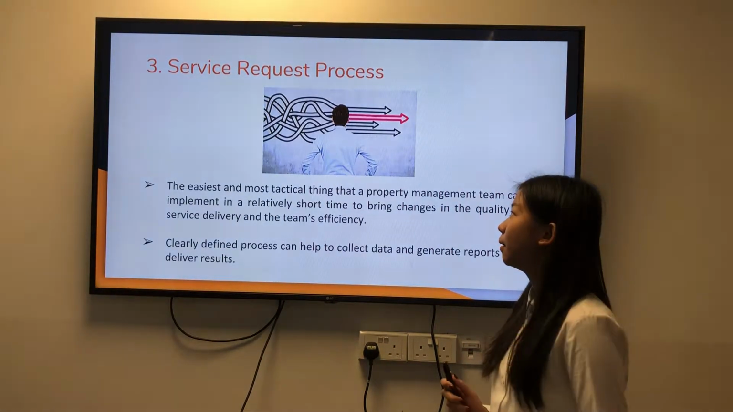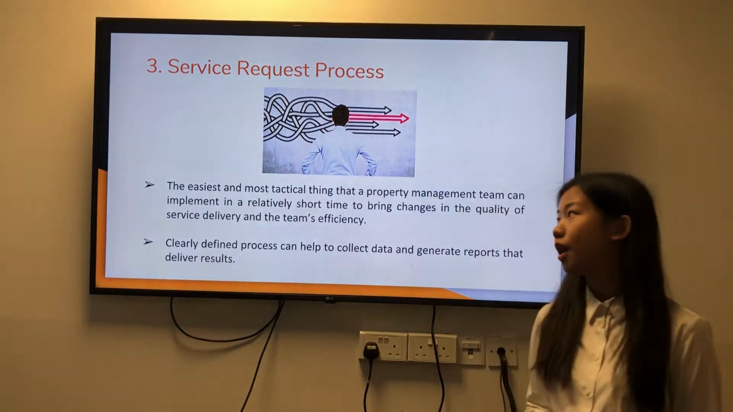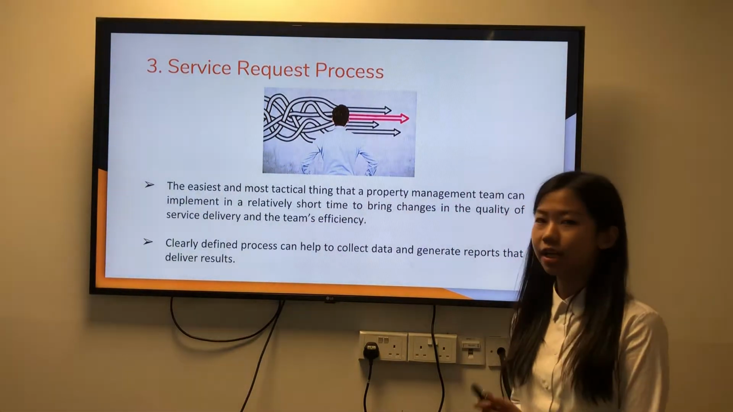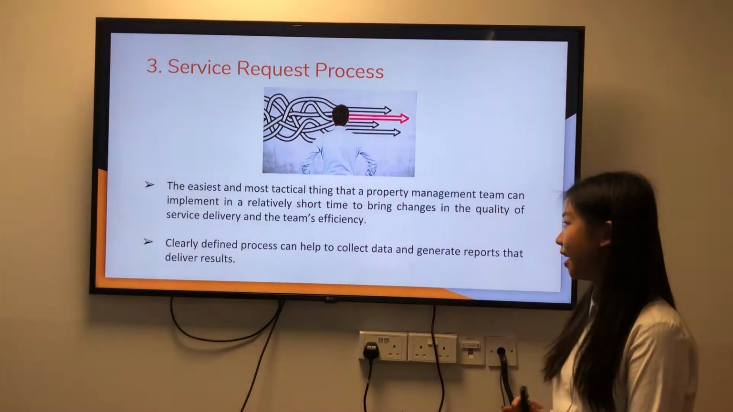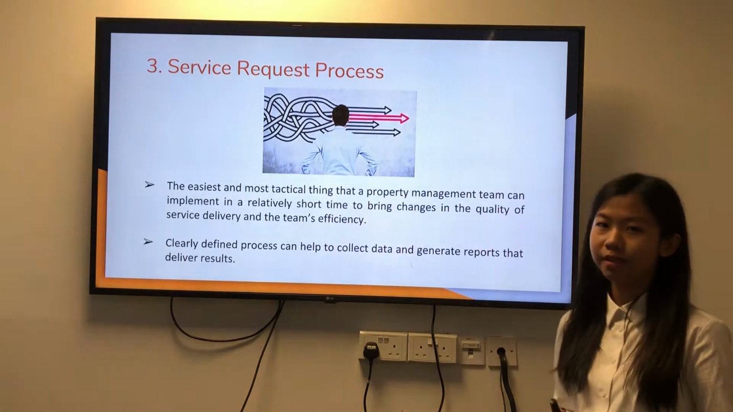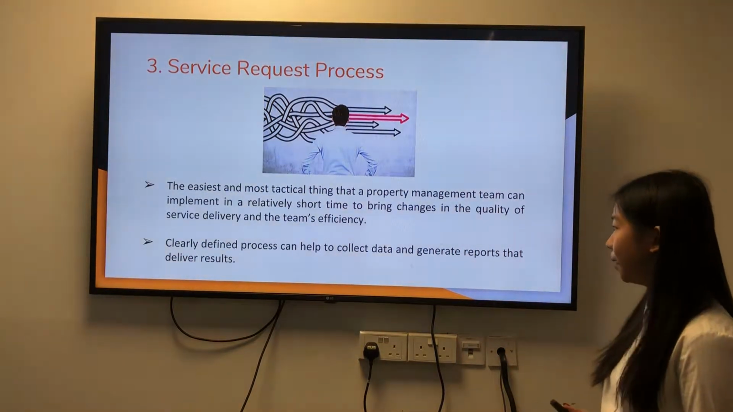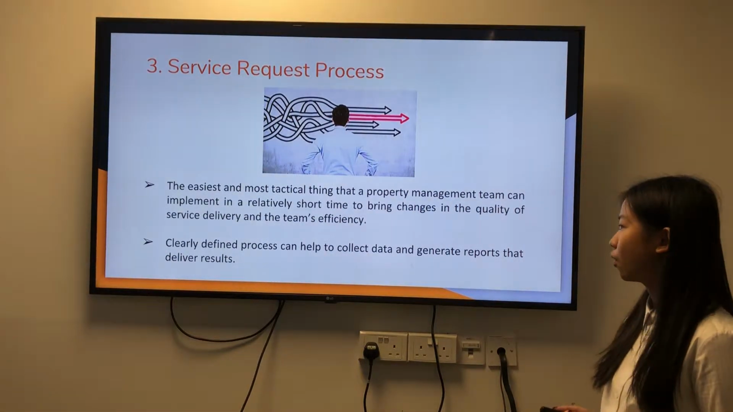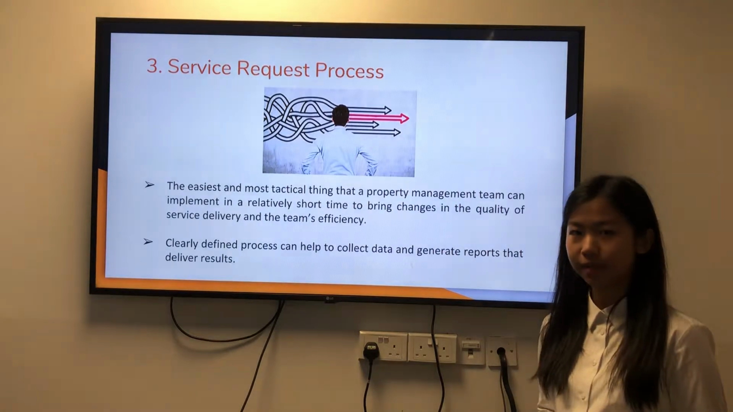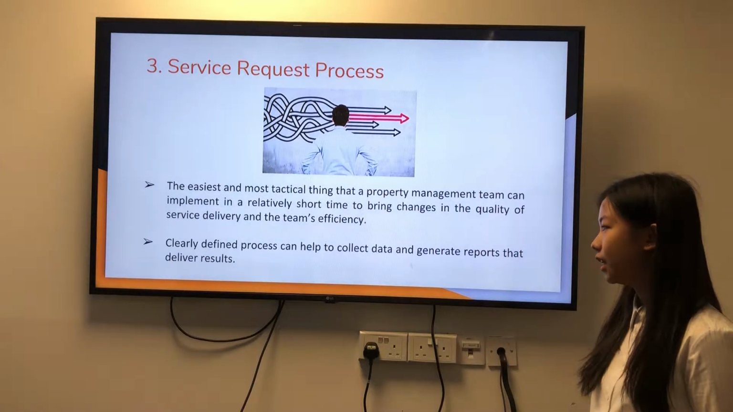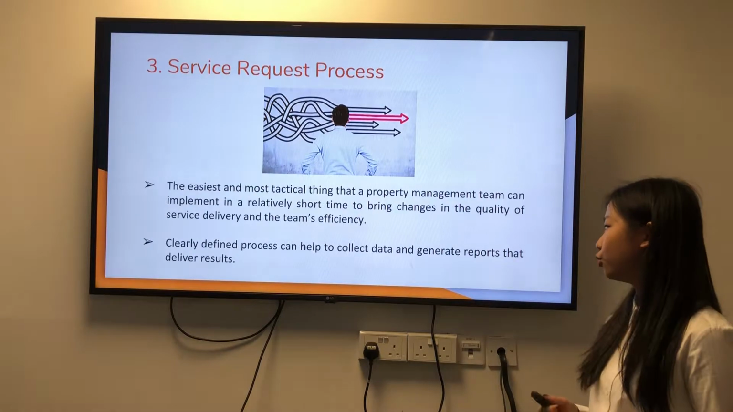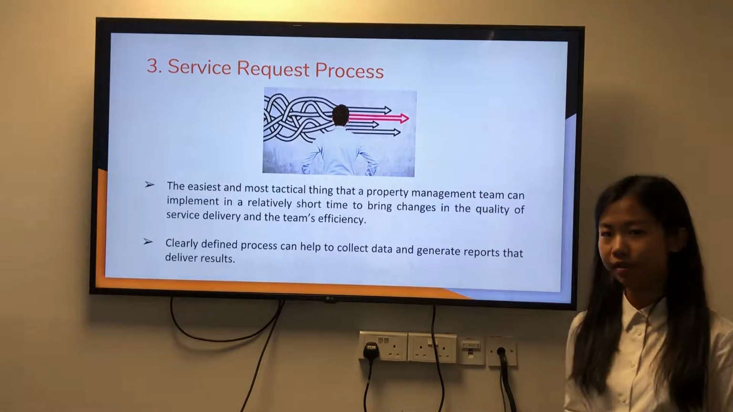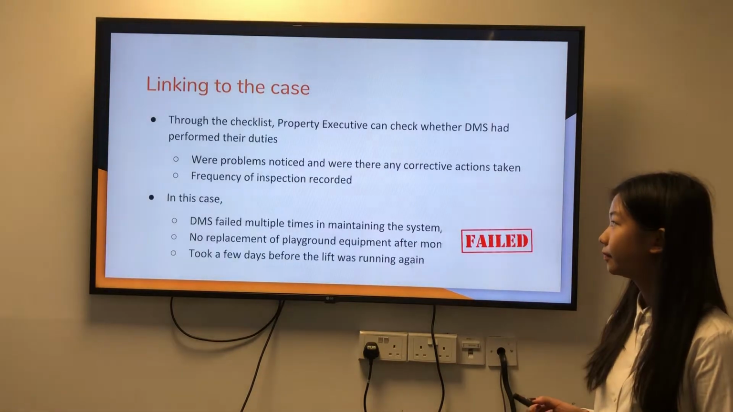Hi, I will be covering the service request process. What is a service request process in property management? It's actually the easiest and most tactical thing that a property management can implement in a relatively short time to bring changes in the quality of service delivery and the team's efficiency. A clearly defined process can help to collect data and generate reports that deliver good results.